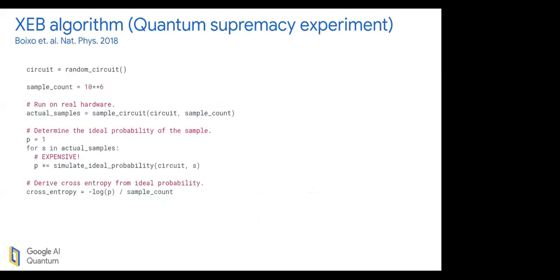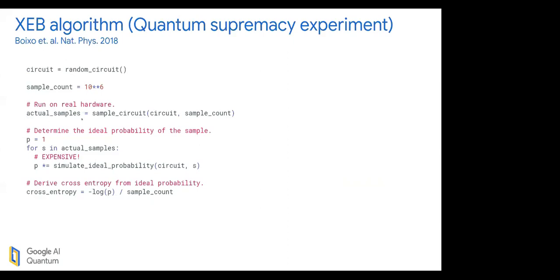Okay, so here's how the algorithm looks, the one that we actually ran in the experiment. First, we sample a random quantum circuit. Then we decide how many bit strings we are going to sample in the experiment. Around 1 million. Actually, for the largest circuits, it was more like 3 million per circuit. And then we did 10 circuits, so 30 million bit strings in total. Then you run the circuit on our experimental processor. In our case, it's called Sycamore.